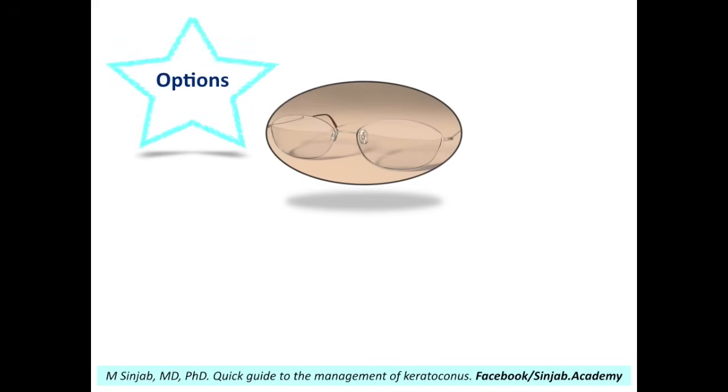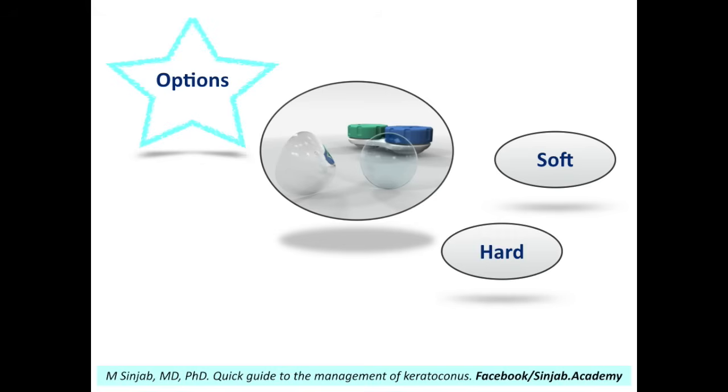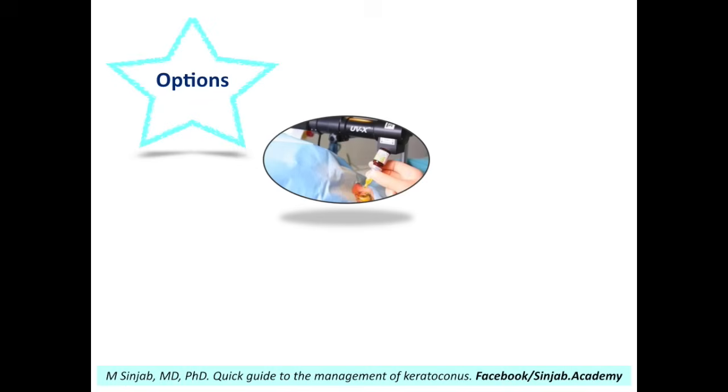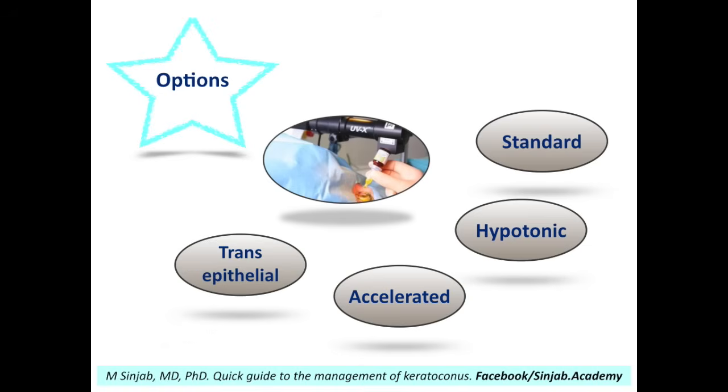So we have glasses, contact lenses. There are 3 types of contact lenses that can be used in keratoconus: soft, toric soft, of course, in the very early stage of keratoconus. We have the hard or gas permeable and the hybrid. Corneal cross-linking has 4 main types: the standard, the hypotonic, the accelerated, and transepithelial.